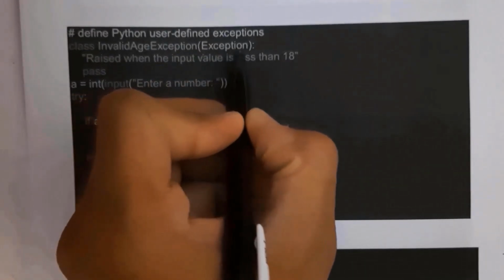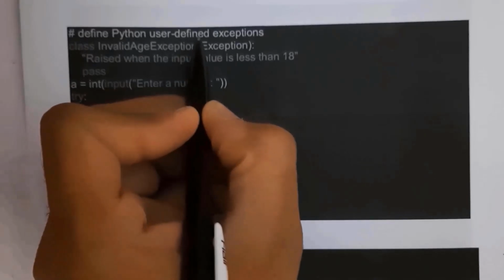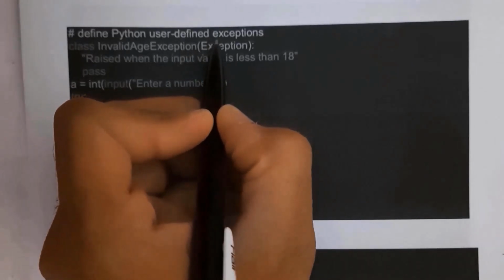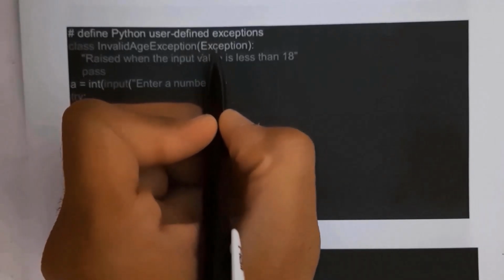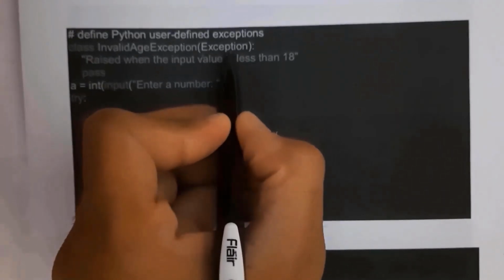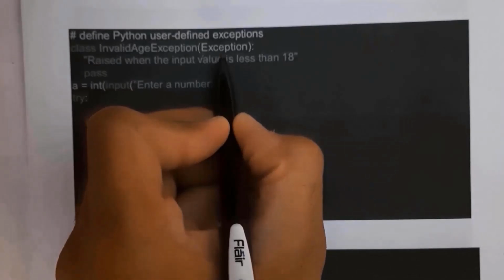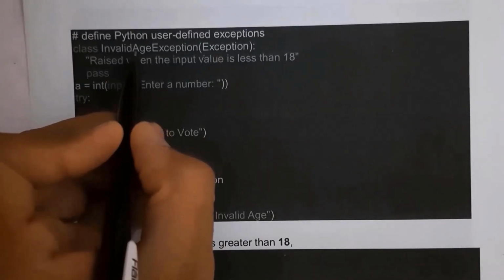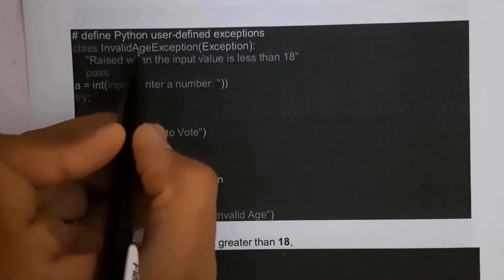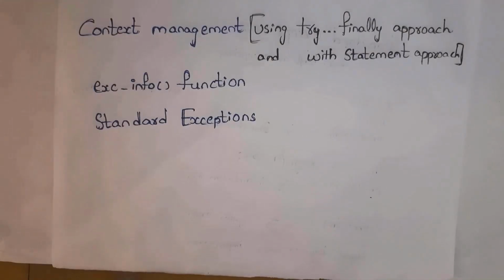By using the Exception class, we can create user defined exceptions, that is nothing but we can create our own exceptions by using the Exception class. And this Exception class is a built-in class, that is nothing but this class is already present in Python. This invalid age exception is an exception which is created by me. Next I will explain context management.